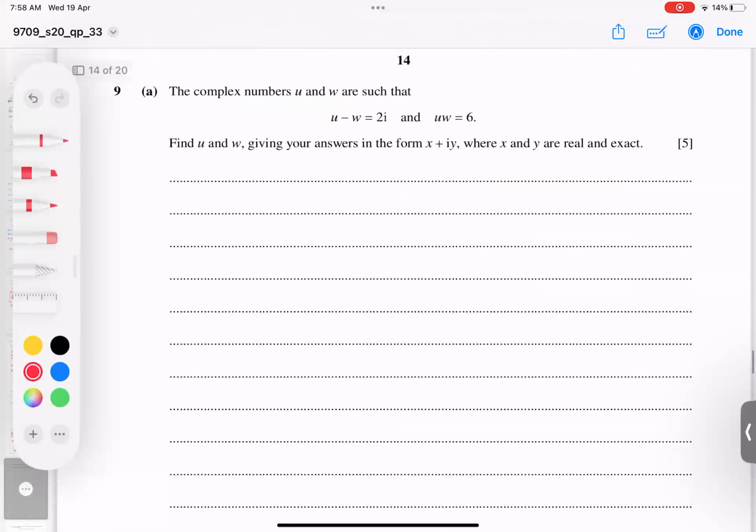Let's go for complex numbers. We are given here two complex numbers U and W in this form. And we need the exact real part. X and Y are real and exact. So let's start. What is a way to do it? I make U the subject or W the subject. U is better: U equals 2 iota plus W, equation 1. And this I give equation number 2. From here I got this, so put in 2.